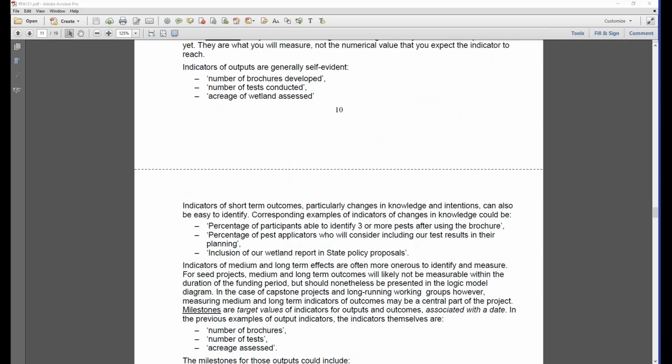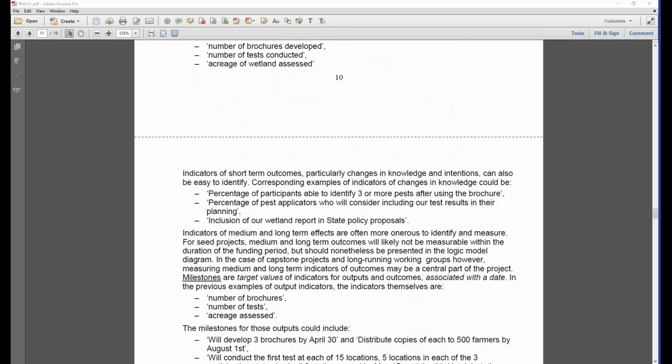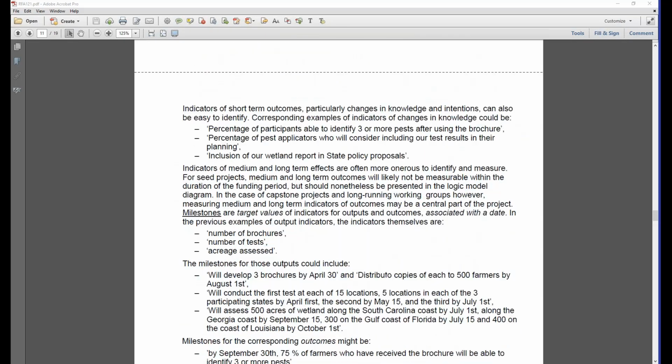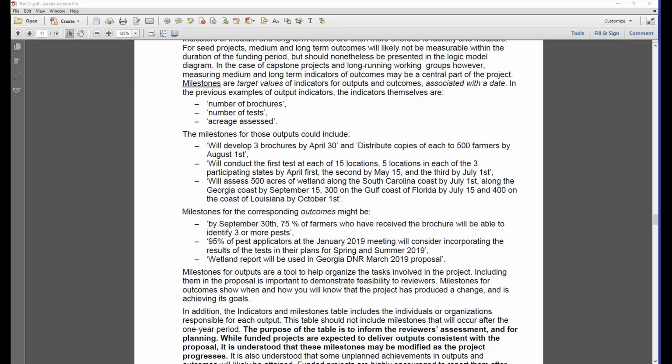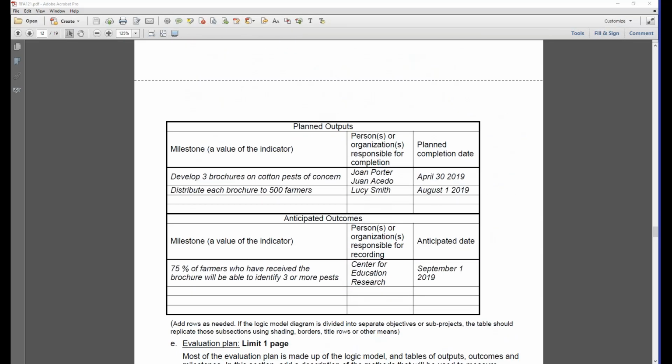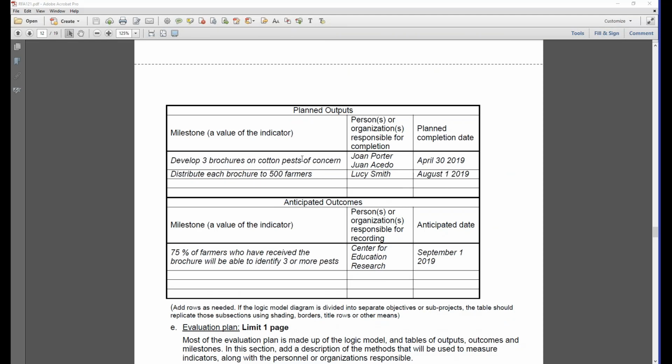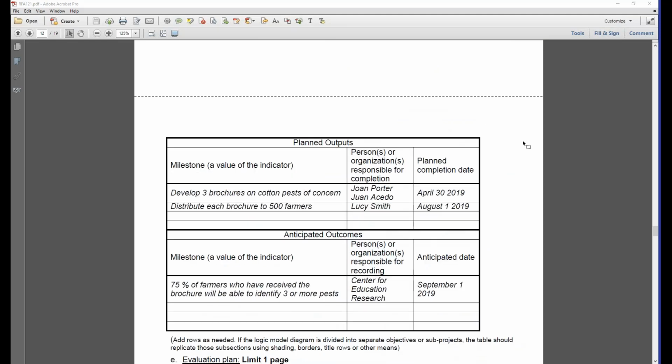Milestones. This is another table. Many examples here in the text on page 10 and 11 of what milestones may look like. And here is the table with some examples in it. Right, so the milestones are made up of something that you will accomplish, or that you expect to happen, who's responsible, and a date.